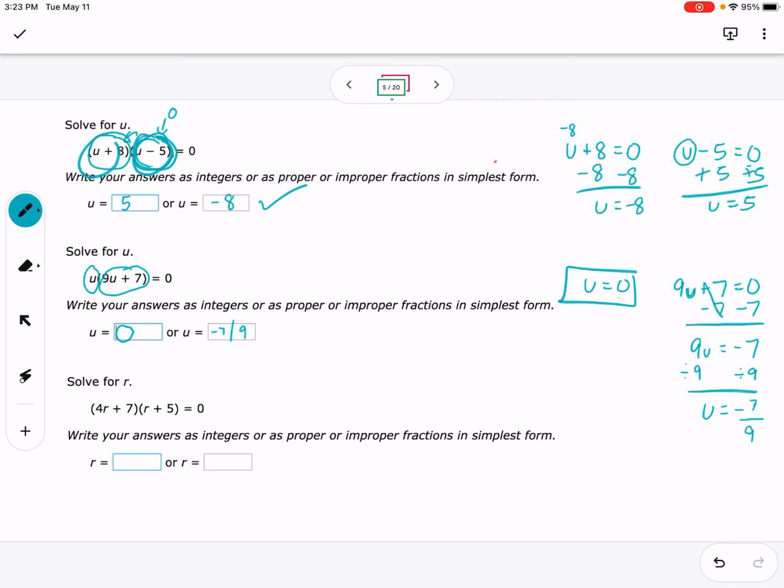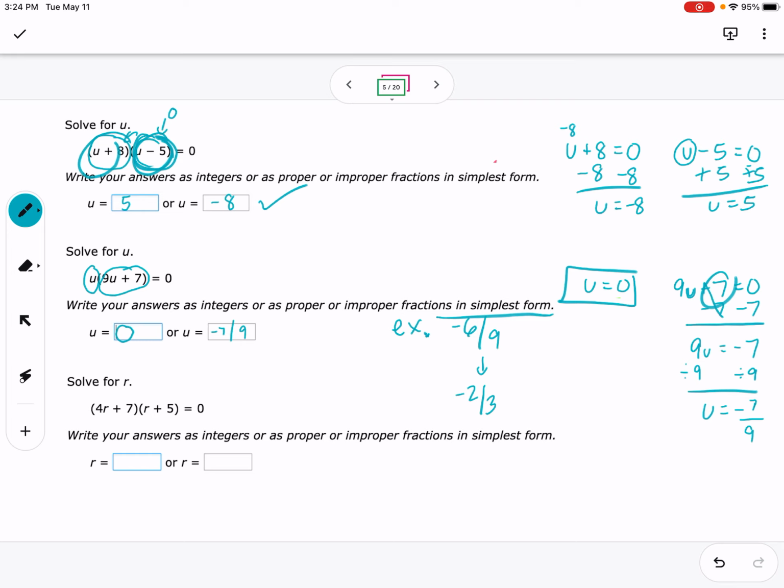Now, let's say, for example, there was a 6 here, and then you would have gotten negative 6 over 9. Make sure that you reduce that, because both of these can be divided by 3. So just make sure that you reduce. Make sure fractions are in simplest form. But in this case, 7 over 9 doesn't reduce.